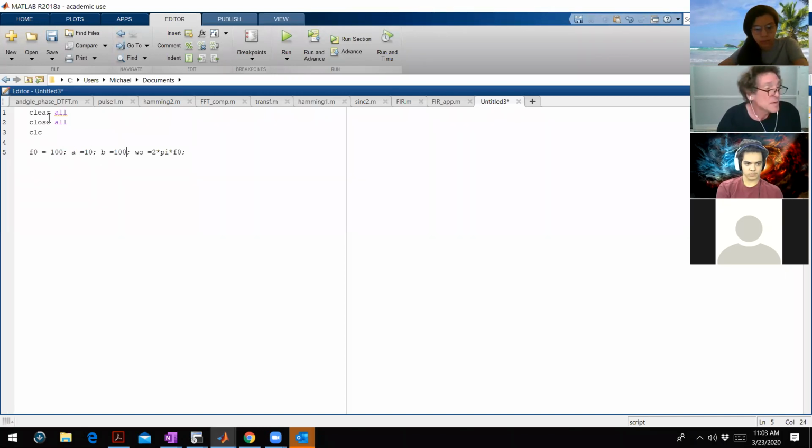And every time you put a semicolon, what it does is basically prevent the thing from reappearing in the window after you run it. If you don't know what I mean, let me show you.